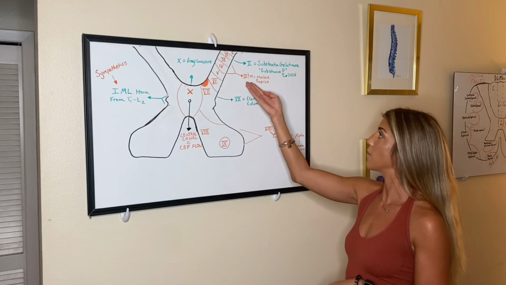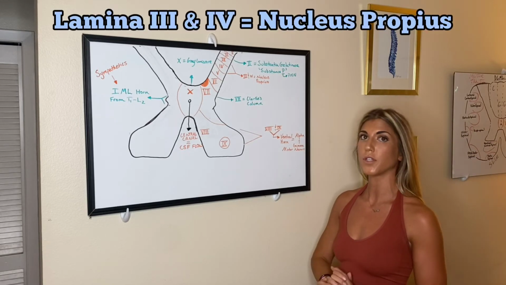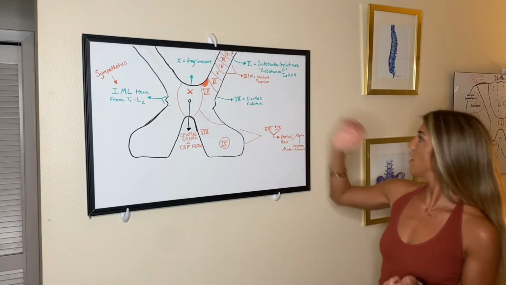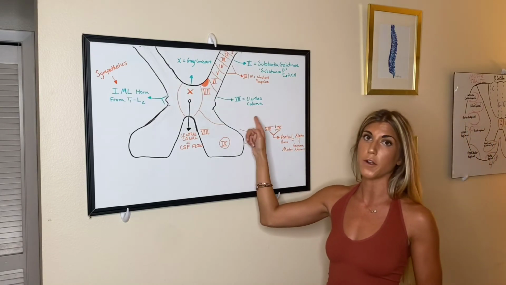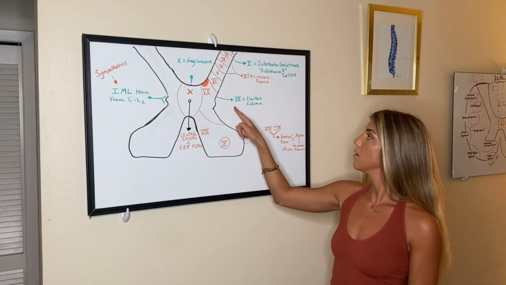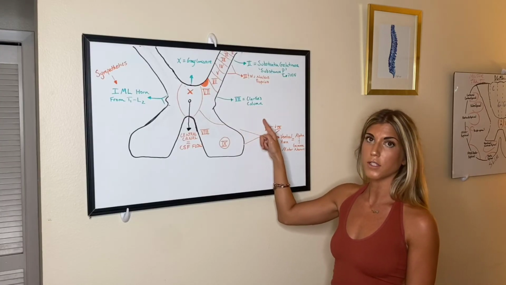Then we have 3 and 4. That's going to be your nucleus proprius. Moving down to 7. 7's AKA is Clarke's column. This one is very big. Just remember, Rexed lamina 7, Clarke's column.